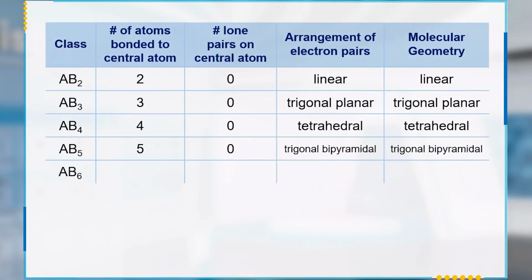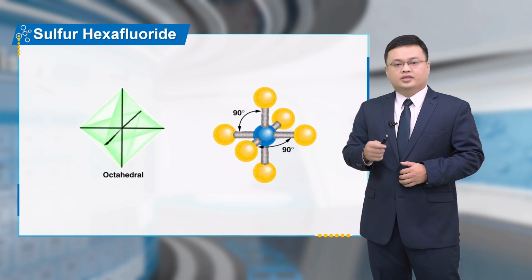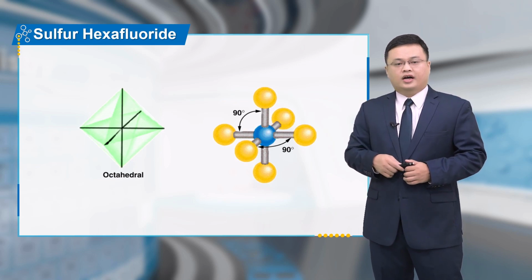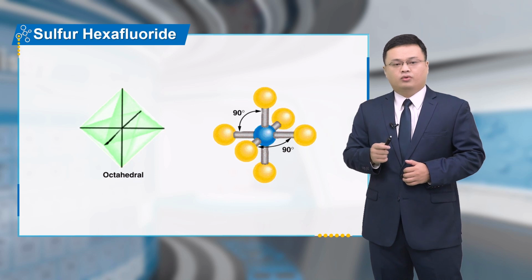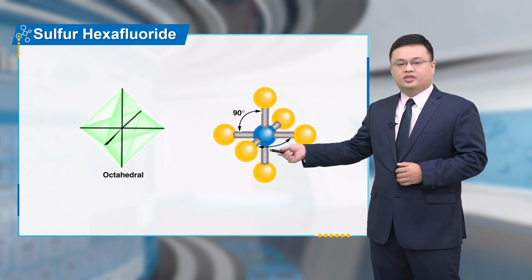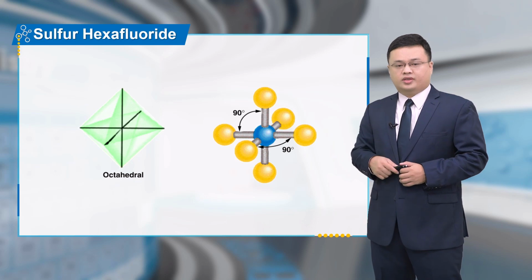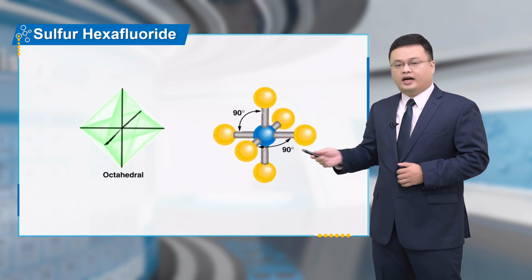Next, for the AB6 molecules, there are six atoms bonded to the central atom, but zero lone electron pairs on the central atom. In this regard, both the arrangement of the electron pairs and the molecule geometry are octahedral. Take sulfur hexafluoride, for example. There are no lone electron pairs on sulfur, but only six single bonds with each fluoride. The geometry is then octahedral. Six fluorides lie equally in the three-dimensional directions with a 90 degree bond angle each, displaying an octahedral structure. All six fluorides are in equal positions.